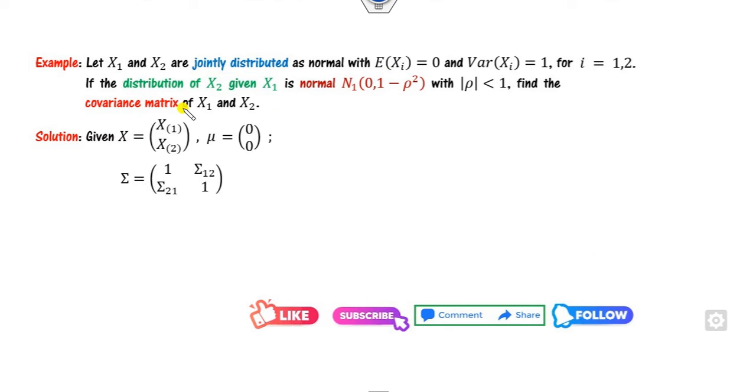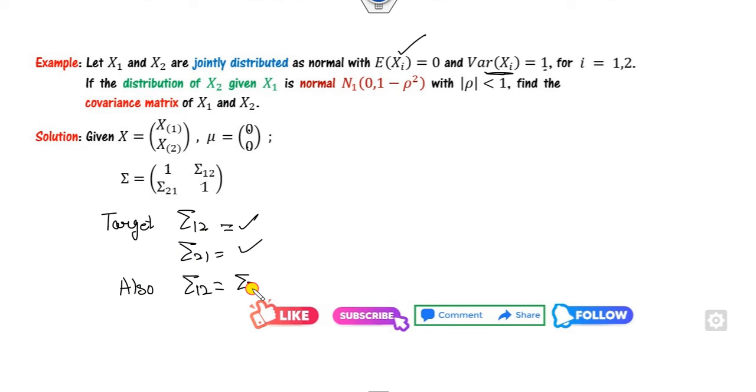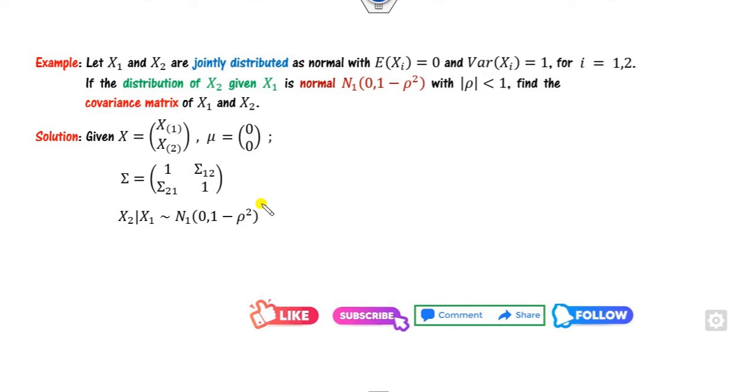It's very simple. What is given to you? Means are my zeros, variances of xi's are my 1, so the diagonals are 1. So it means your target is to find only these numbers. Fine. Also, we all know it is a positive symmetric matrix, so this is always the same, so it means I need to find only one value. What is given to you? This is given to you.